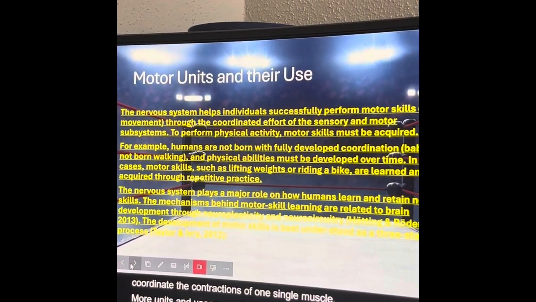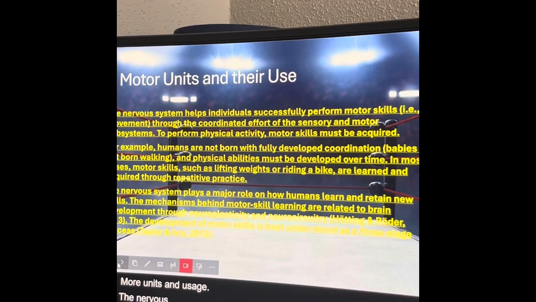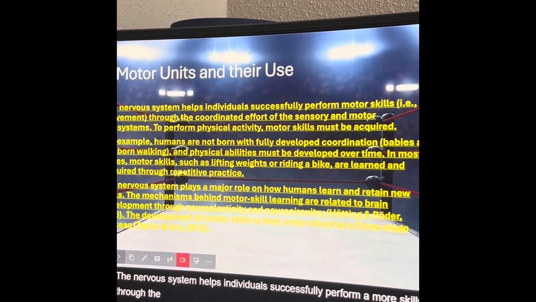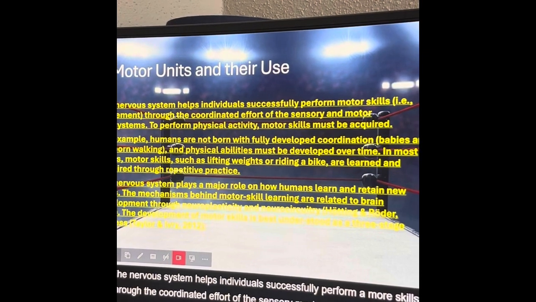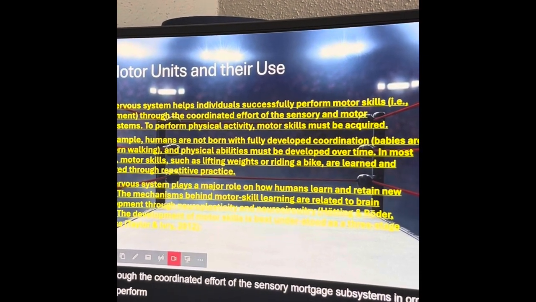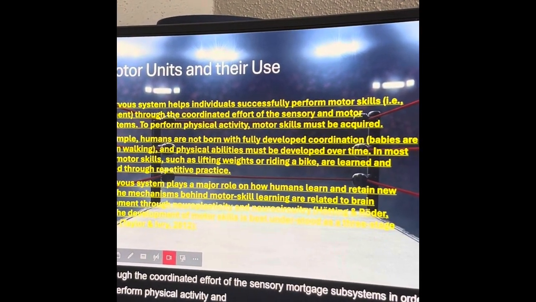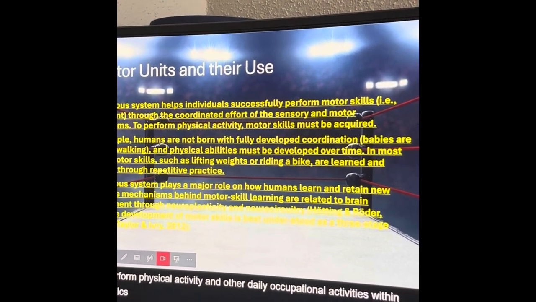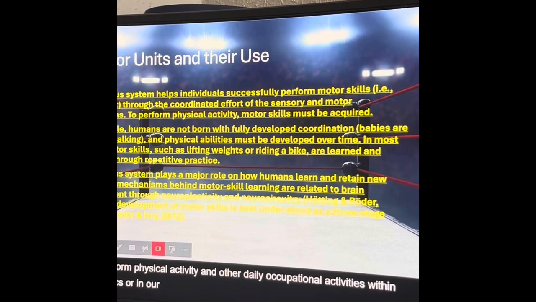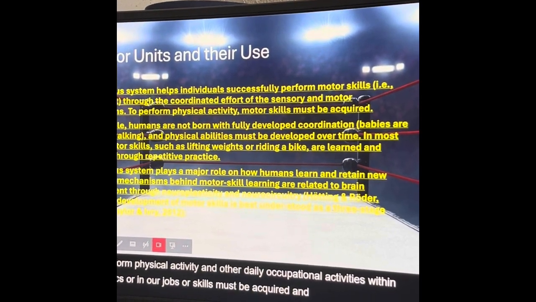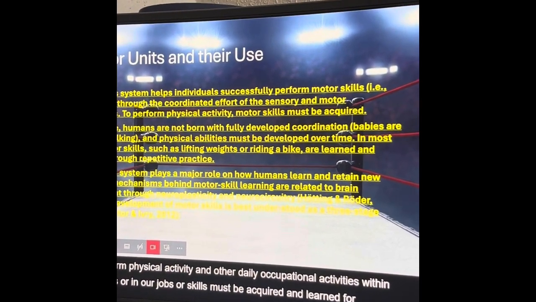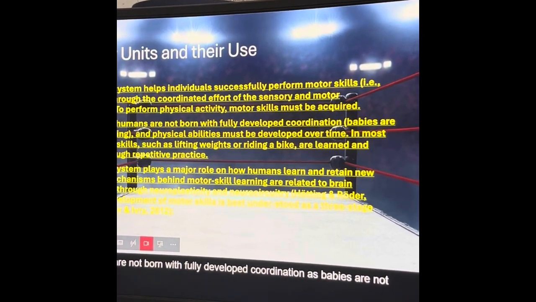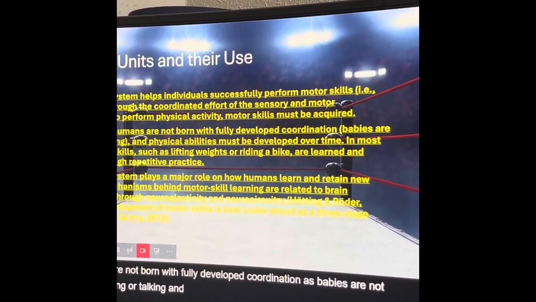The nervous system helps individuals successfully perform motor skills through the coordinated effort of the sensory and motor subsystems. In order to perform physical activity and other daily occupational activities within athletics or in our jobs, motor skills must be acquired and learned. For example, humans are not born with fully developed coordination, as babies are not born walking or talking, and physical abilities must be developed and learned over time.